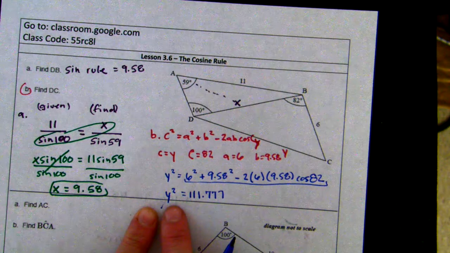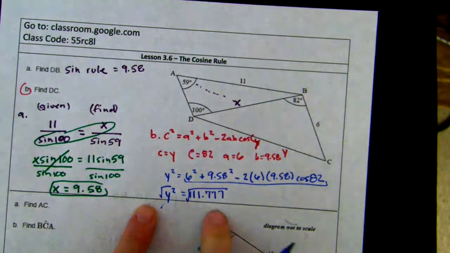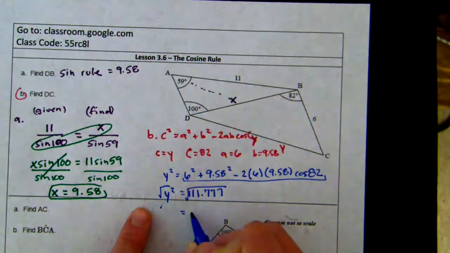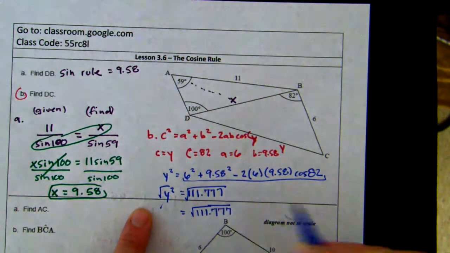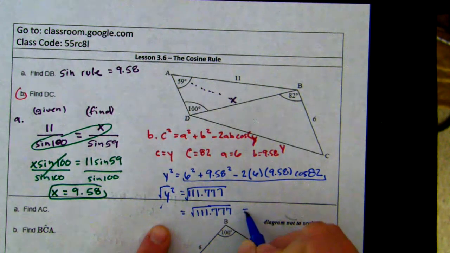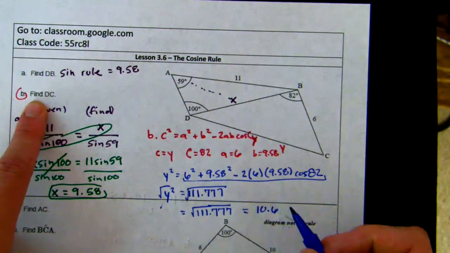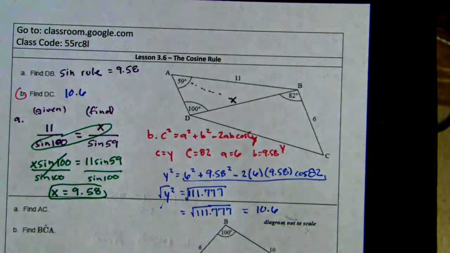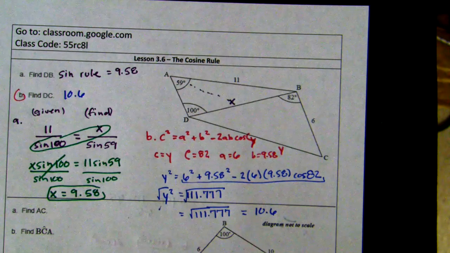Okay. This is a tricky part. Y is not totally by itself here. So the very last thing we have to do is take the square root of both sides. You can leave your answer as equal to square root of 111.777, or if you pop that into your calculator, you'll get that it's about 10.6. So DC is equal to 10.6. Okay. Tricky part about these is just labeling what you plug into your formula correctly.